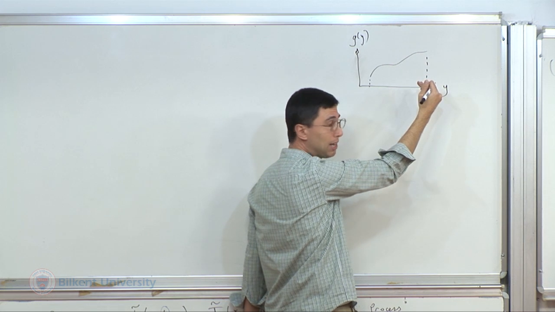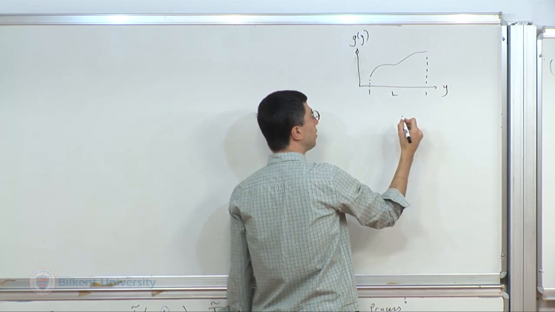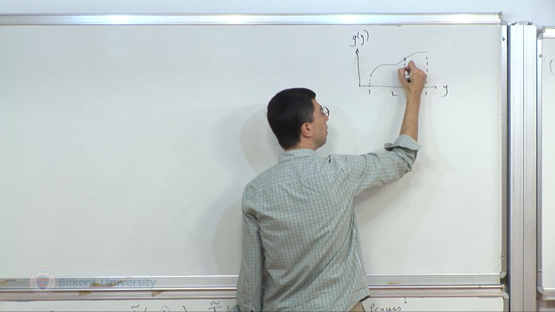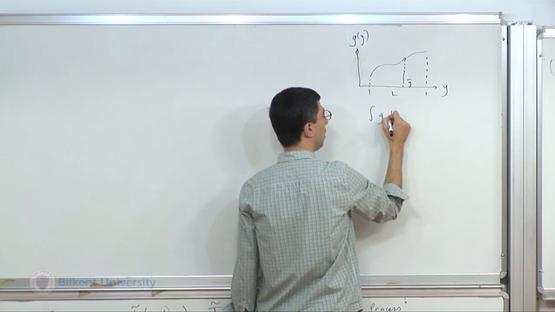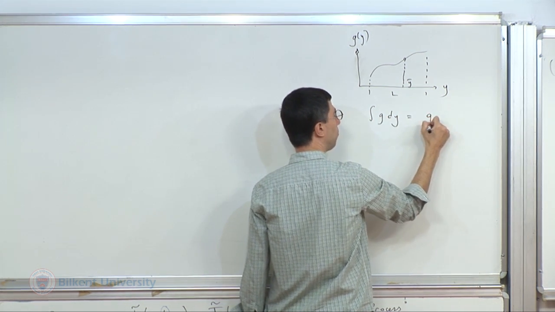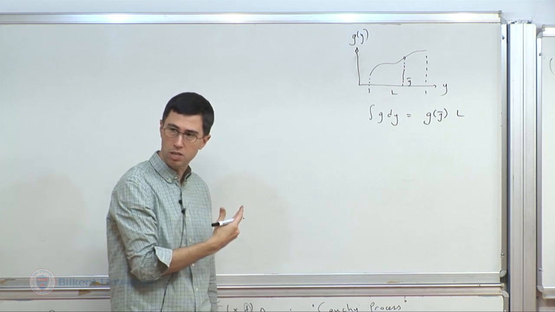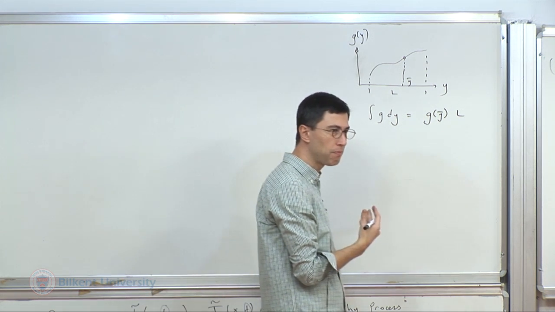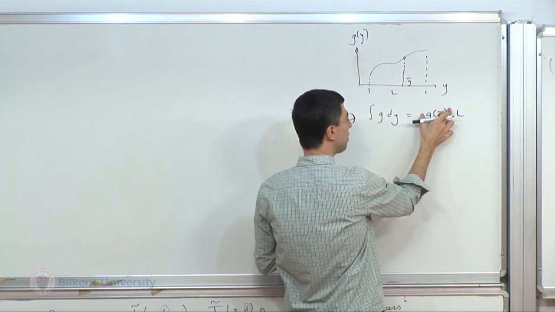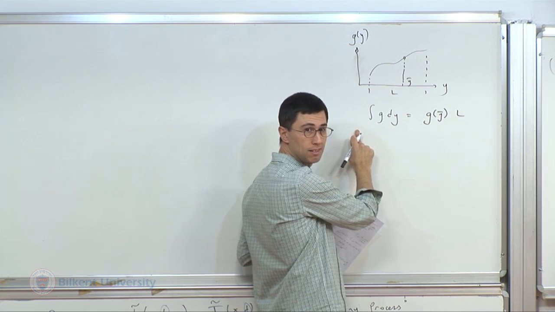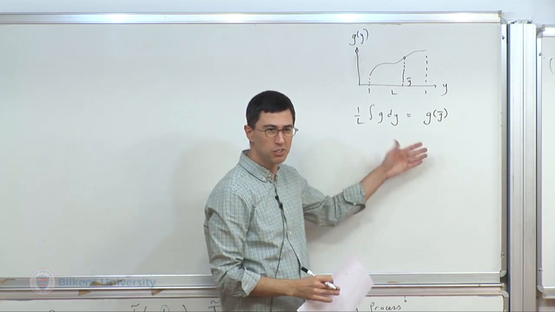A result tells us that I can find that. So let's say the length is L, okay? The result tells us that there exists a particular point, let's call it y bar, such that the area under the curve is equal to the function evaluated at that special point times the length or the size of the domain. What's that theorem called? So g is equal to integral divided by L. Okay. So g is the mean, right? So it's the mean value theorem.